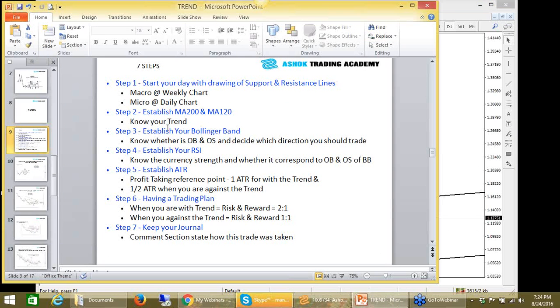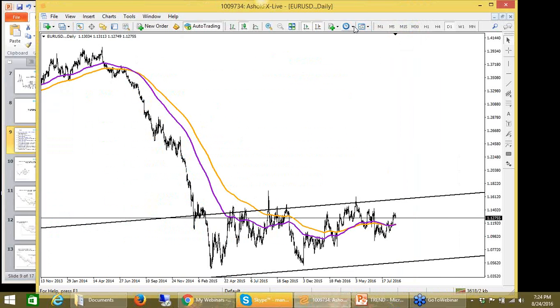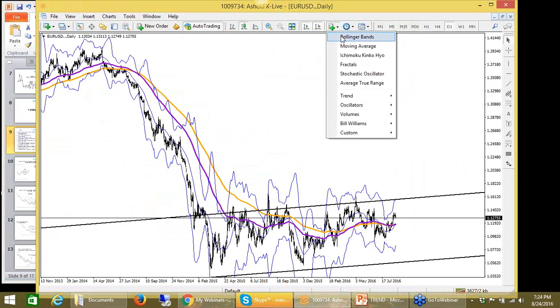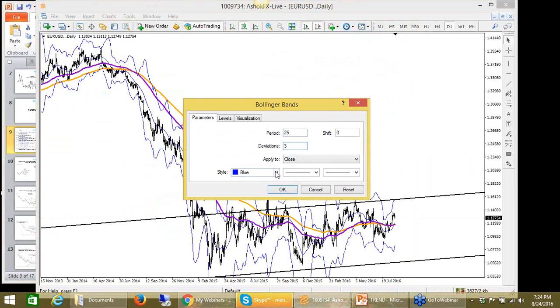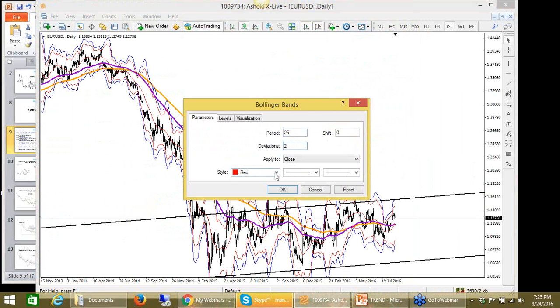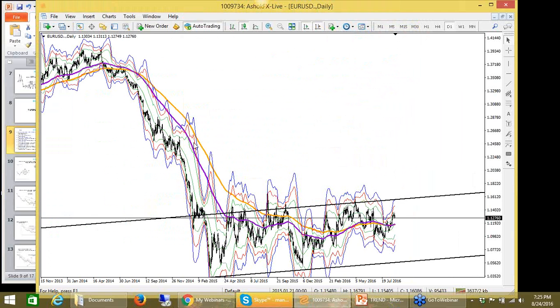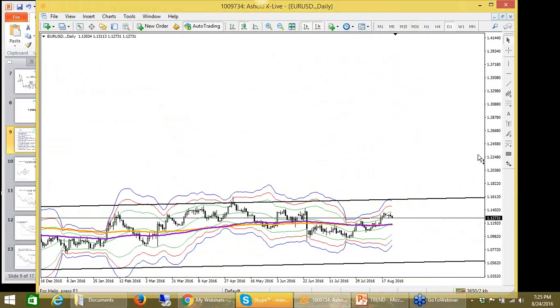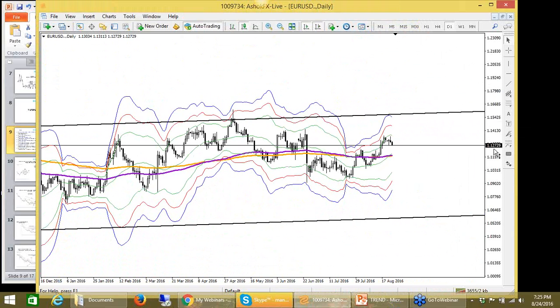So the next step, we can put Bollinger Band. First we want to draw three types of Bollinger Band. The first is deviation 4, in blue color. After that I want to put the Bollinger Band deviation 3, this one is red color. After this, I want to put the Bollinger Band deviation 2 in green color. Once we put the Bollinger Band, now you can see clearly. Already we know the moving average tells us that this one is a downtrend.